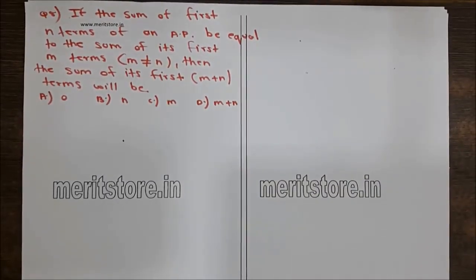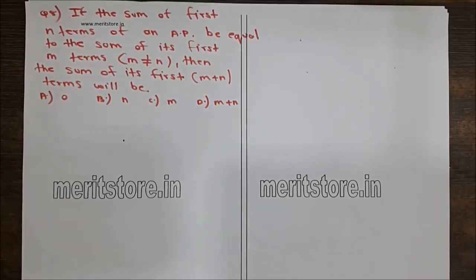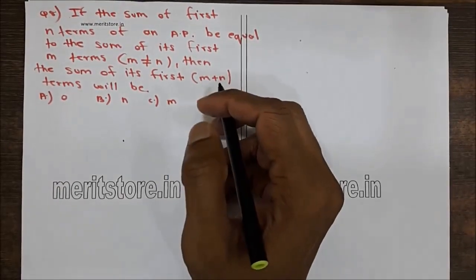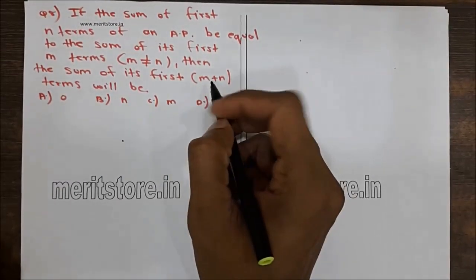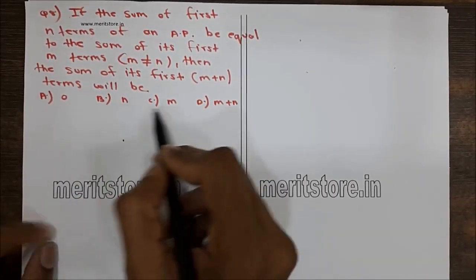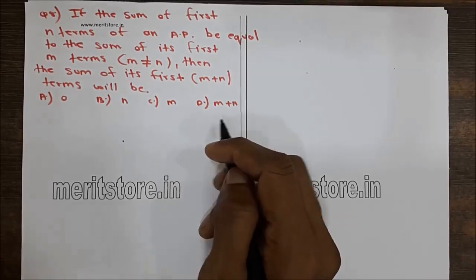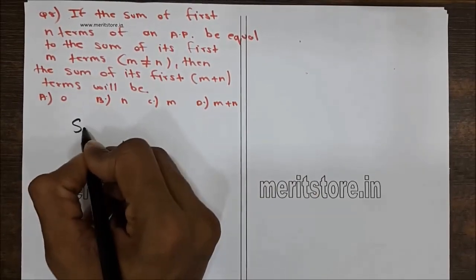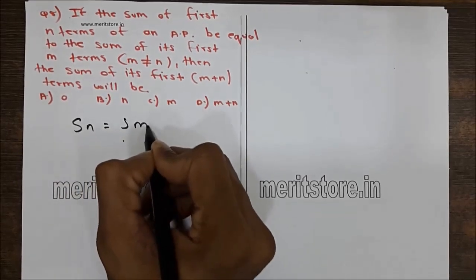Question 8. If the sum of the first n terms of an AP is equal to the sum of its first m terms, where m is not equal to n, then the sum of its first m plus n terms will be: A) 0, B) n, C) m, D) m plus n. Given condition: S of n is equal to S of m.